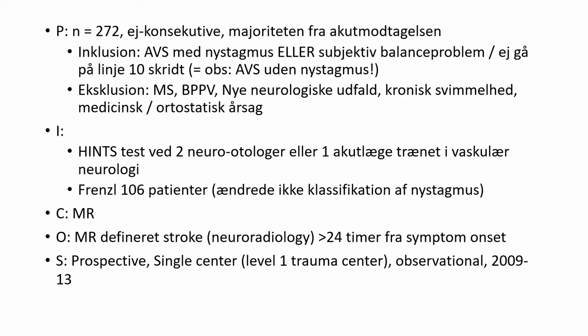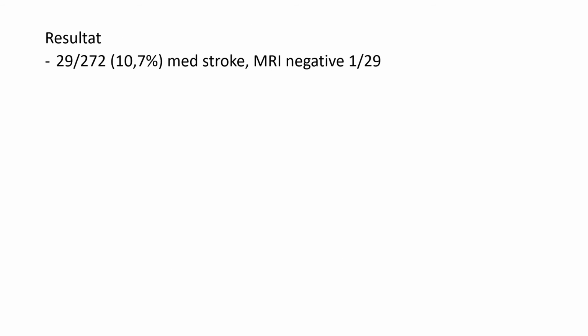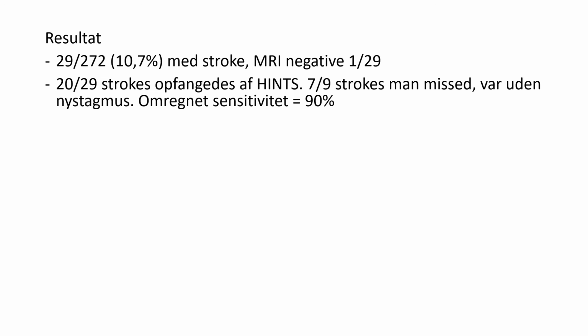And what the results are here is that 1 out of 29 of the MRIs were negative, a 10% stroke rate in this population, also a high risk population, I would say. But this is the main result here. Like 20 of the 29 strokes were not found by the HINTS test.